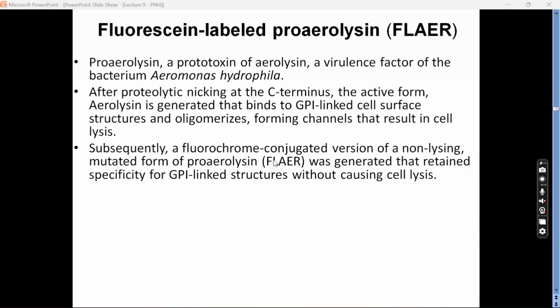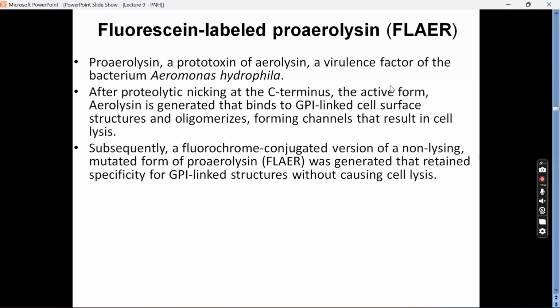That is called FLAIR. So what is FLAIR? FLAIR is a fluorochrome conjugated version of non-lysing modified or a mutated form of pro-aerolysin. Okay, that was generated, which retained its specificity for GPI-linked structures without causing cell lysis. Okay, and we are using this as a very, very important marker for the diagnosis of PNH. Okay, is that clear? Any doubts? Any doubts? So FLAIR, you are understanding, right? So FLAIR is a very important marker in PNH.